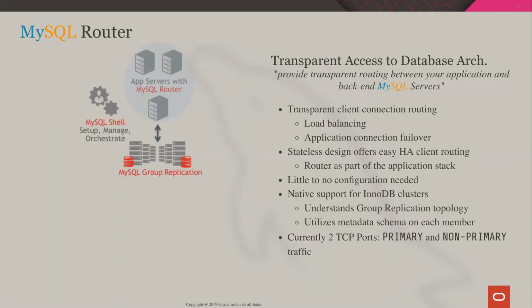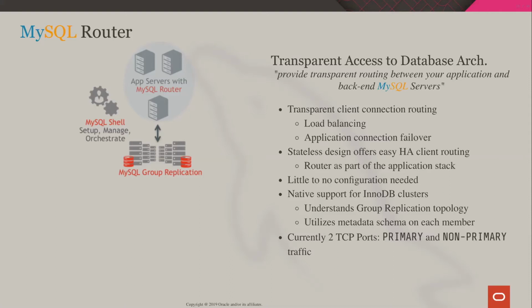Router does the routing between the application and the database. So the router is a stateless design, so it has almost no configuration. You would say, okay, I want the router to connect to the group replication. So you can bootstrap it. It bootstraps itself. And then a lot of the configuration is stored in the group replication metadata schema. And Shell can then make some changes and Router adapts to that.